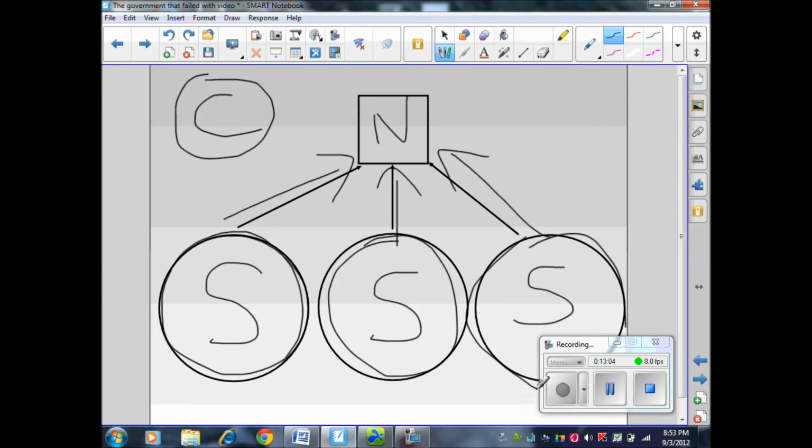So now, knowing that that's what we had, and you already know that this government didn't work, the question you now need to ask yourself is why? Why didn't the Articles of Confederation work?